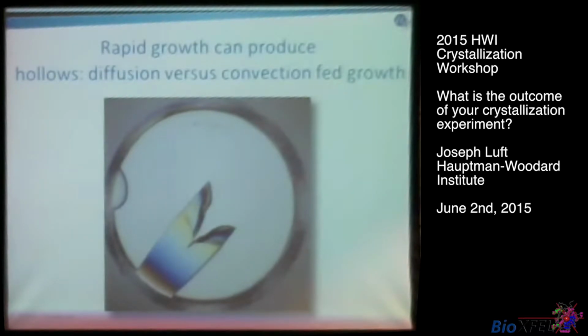But what can happen is, if the flow is delivering solution to the outside of the crystal fast enough, the material more interior to the crystal is only getting protein delivered by a diffusive process. So this part of the crystal is growing a lot slower than the outside. You can end up with these bow tie looking crystals, or hollowed out sections of your crystals.